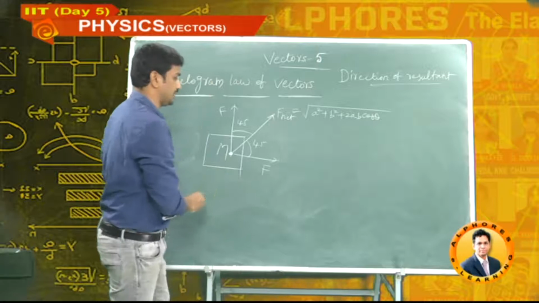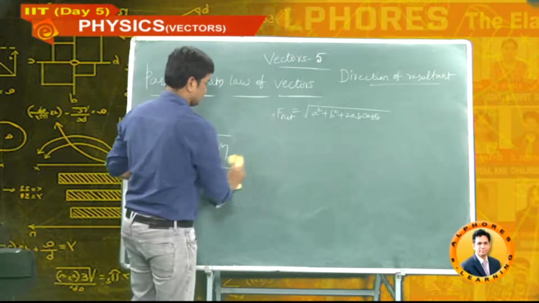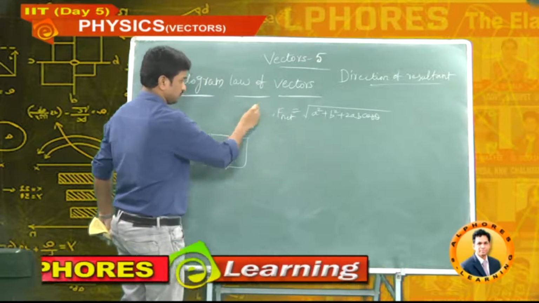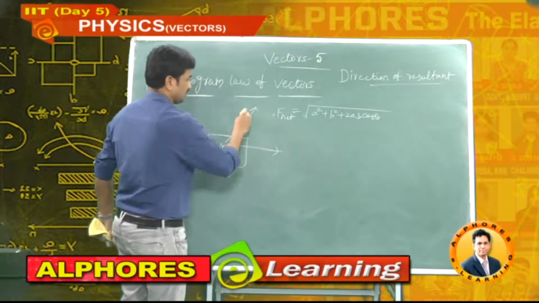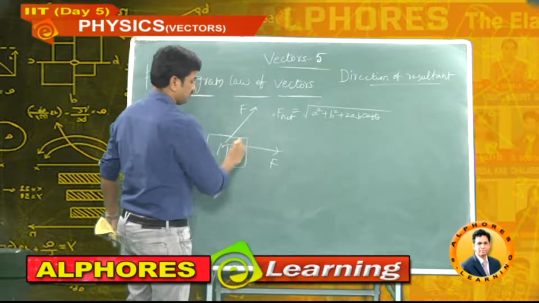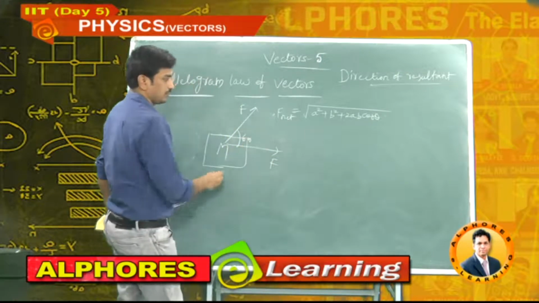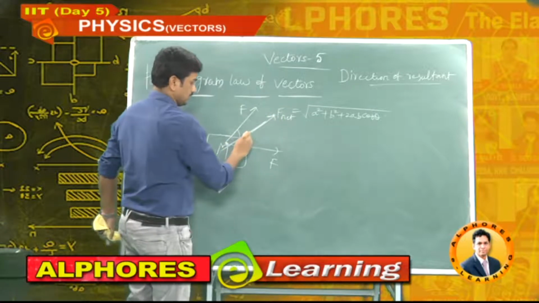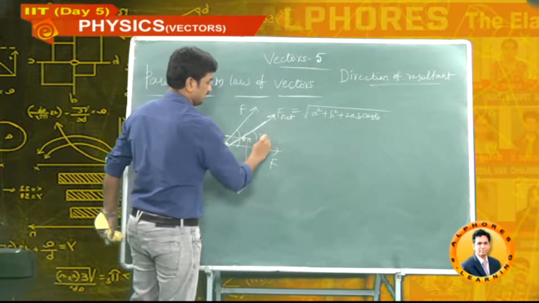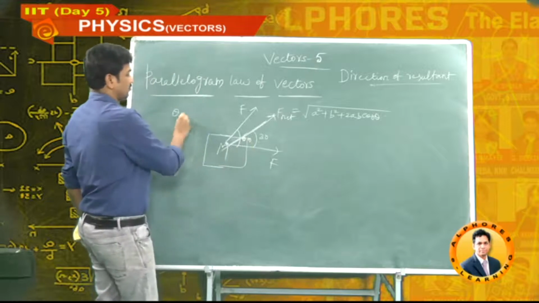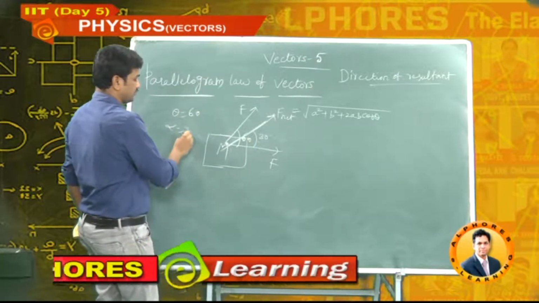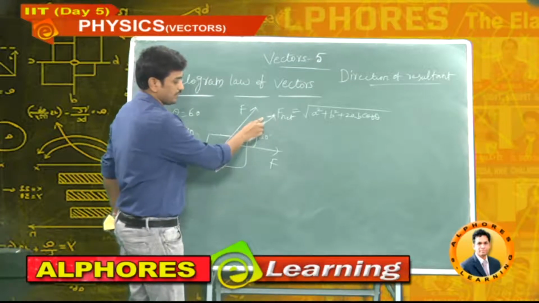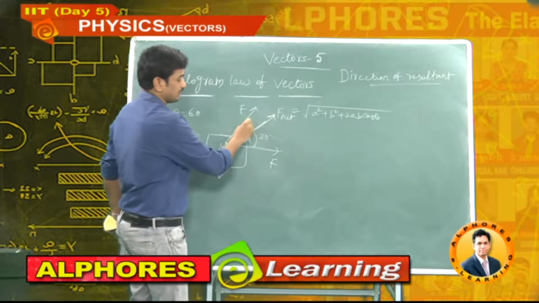A little bit I am changing here. Now, two forces F, angle 60. Now what is the resultant? Theta value 60, alpha value 30. Because the two are equal, the resultant force is bisecting, so this is also 30.